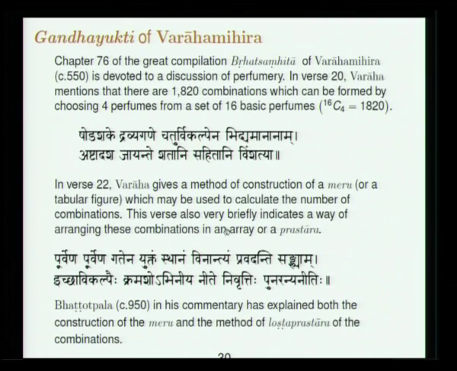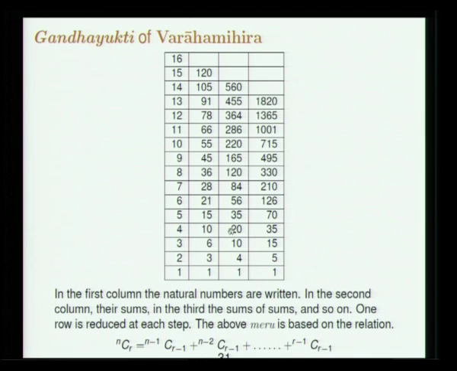In Varahamihira's Brihat Samhita, which is a compendium, there is a chapter on perfumery, and there he is introducing combinatorics ideas, and he is explaining that 1820 various perfumes can be found by choosing 4 out of a collection of 16, and to calculate the 16 C4 he gives a different kind of Meru Prastara. He is giving a different kind of table.